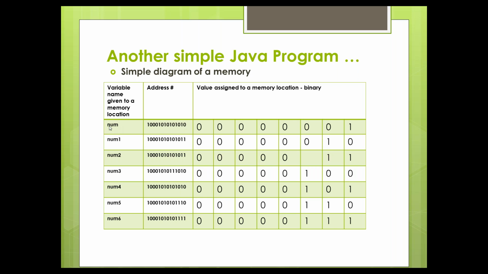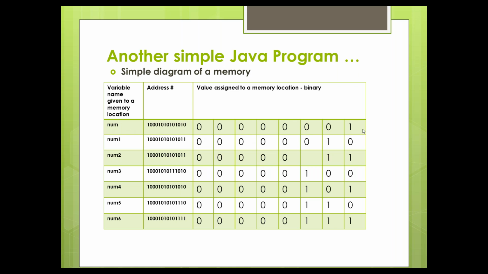So this is what it shows. What you are doing is, for this address, you are giving this name. Num is a name given to this address, which can be used to access the value stored in this particular location. This is the memory location, this is the address, this is the name given to this memory location to access the value that is stored in this particular memory location.